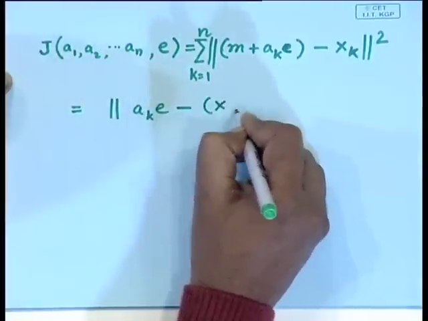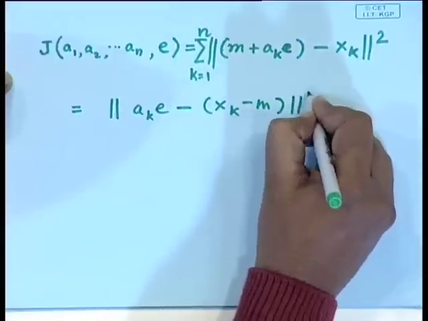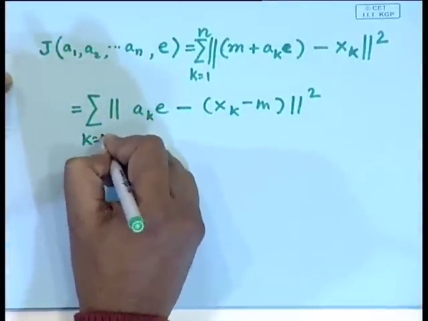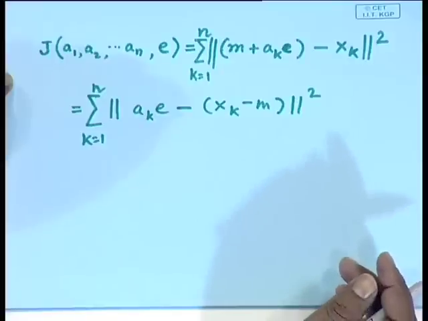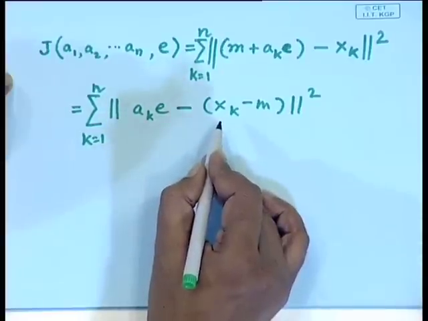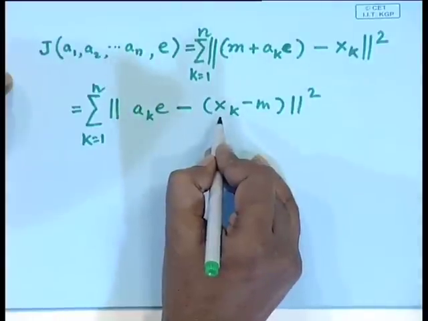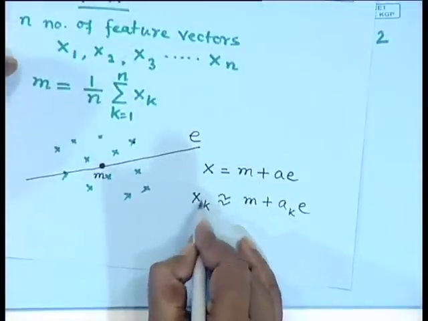Okay. So this expression I can write by slight reorientation as a k e minus x k minus m, square, take the summation over k varying from 1 to n. This x k is the same as the previous one. I just have simply rewritten this.